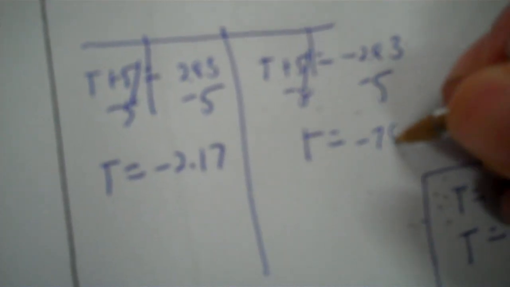So we get rid of the plus 5. 2.83 minus 5 is negative 2.17. There's your first answer for t. Then minus 5, and t is equal to negative 7.83.